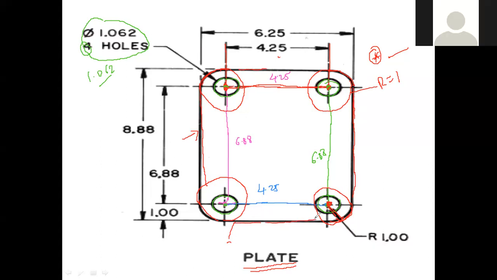Sir, can we also draw half the figure and use mirror? Yes, no problem. You can draw half the figure and mirror it. Did you understand? Yes, sir. So we'll try to draw this.